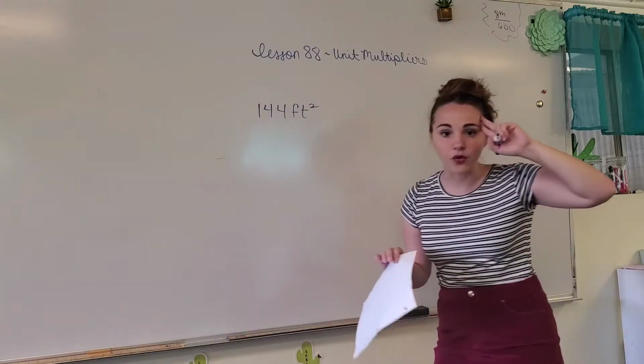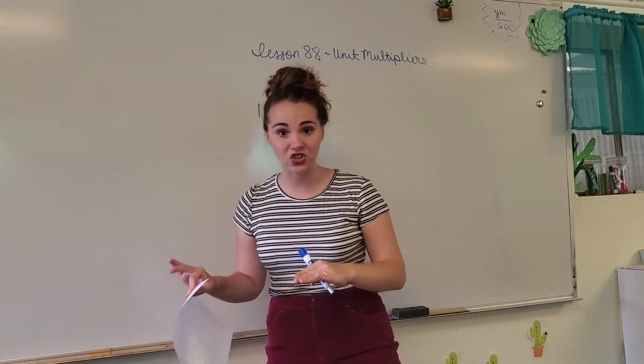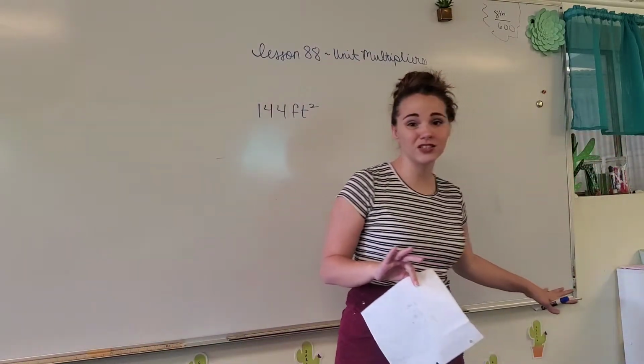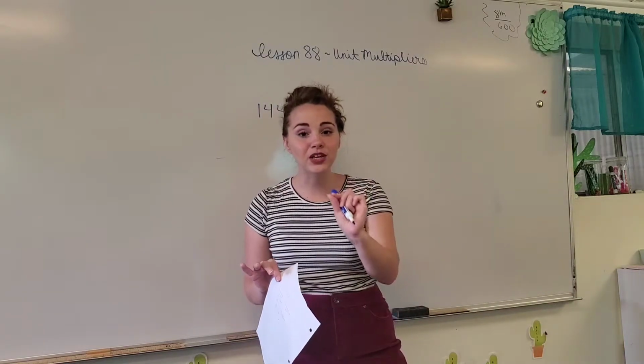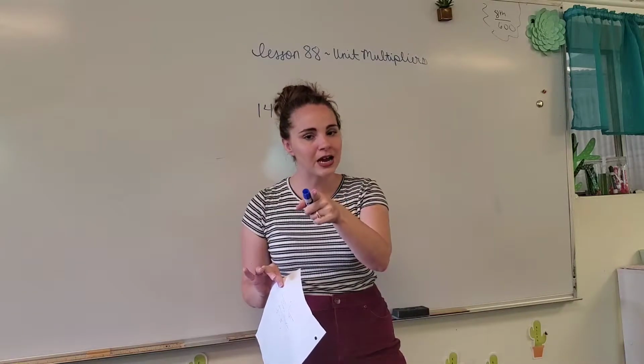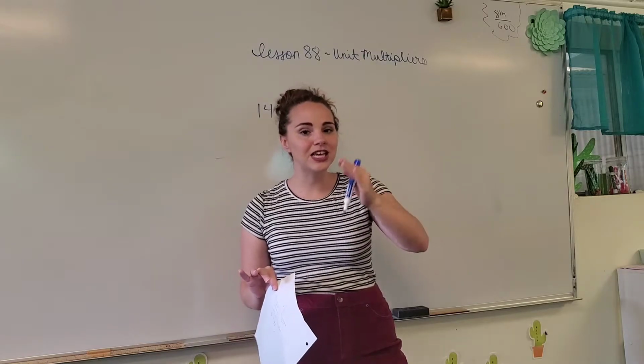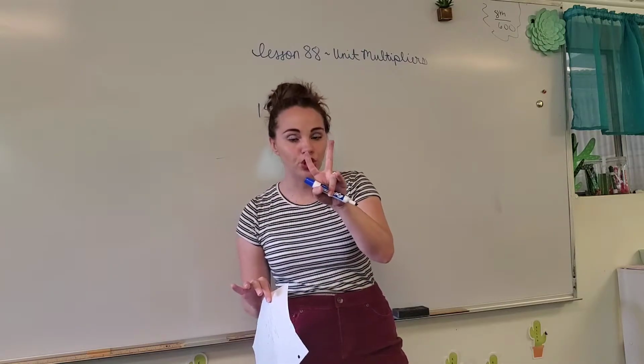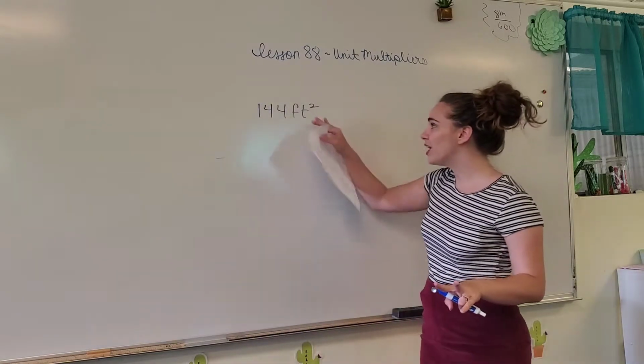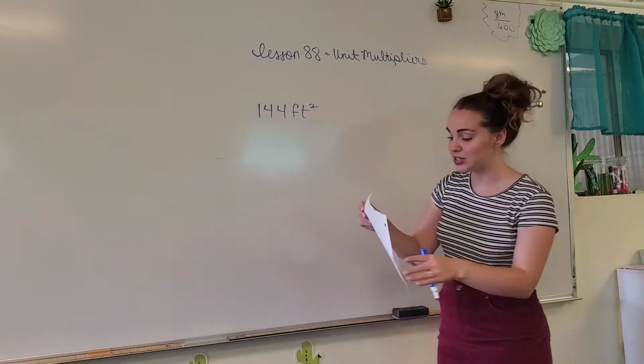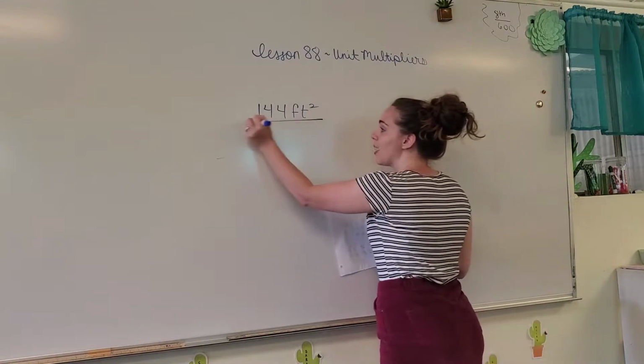I want you to think, remember how x times x was x squared, and we just talked about that in the previous lesson. But feet times feet is feet squared, which I know I say all the time, but think about it, that's feet times feet. That's 2 units there. So in order to get rid of it, you have to multiply by 2 units as well. And let me show you what happens.